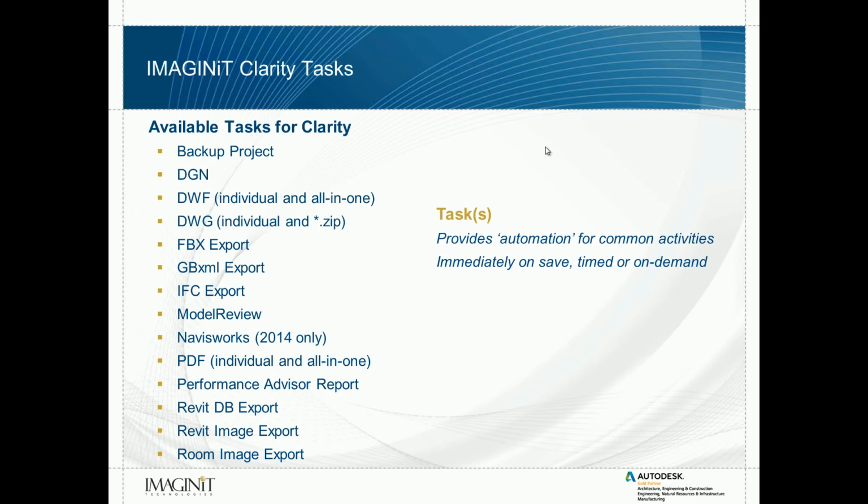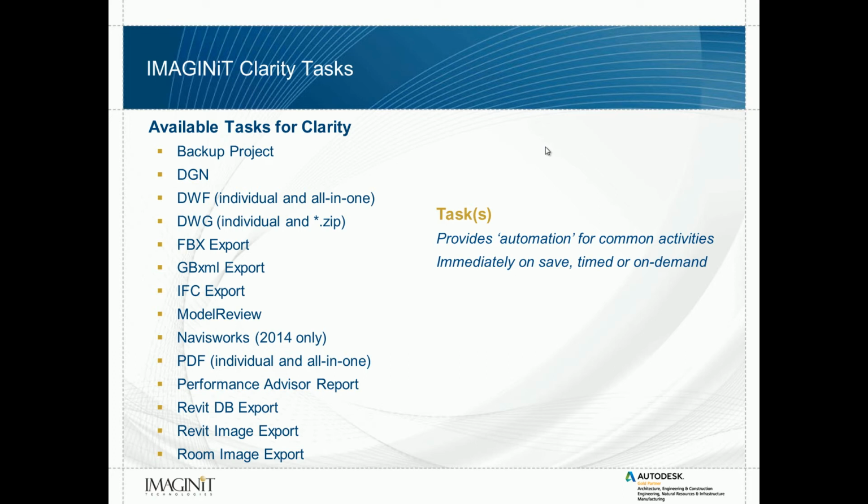Some of the tasks that Clarity offers are things like being able to back up your projects, generating DGN files, DWF, DWG, doing FBX, GBXML, and IFC exports, being able to run model review, generate Navisworks NWC files, being able to generate PDF files, take advantage of the Performance Advisor report within Revit, as well as exporting the database, images, and room information inside of there.